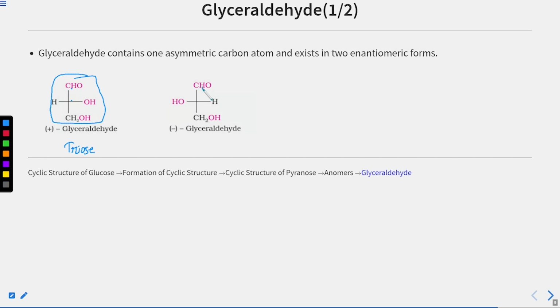This is also 1, 2 and 3 carbon. So it is also triose. Next thing, what is the position of the carbonyl center? If it is present at 1, it will be aldose. If it is present at 2, it will be ketose. So since it is present at 1, it will be termed as aldose.